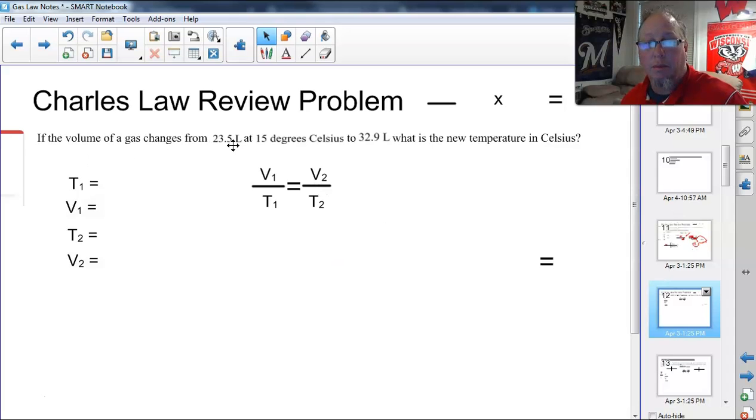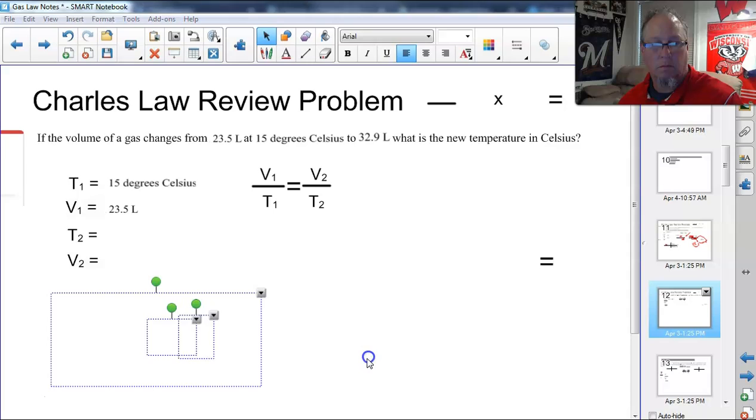So when I'm reading the problem, the very first thing that I get to is 23.5 liters. That is going to be my volume. That's the volume before the change, which is why I'm putting it right there. And 15, yep, can't use Celsius in my problem. 15 degrees Celsius, all the temperatures always need to be in Kelvins.